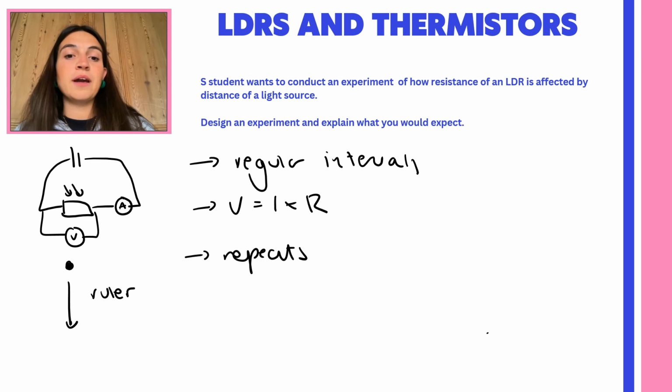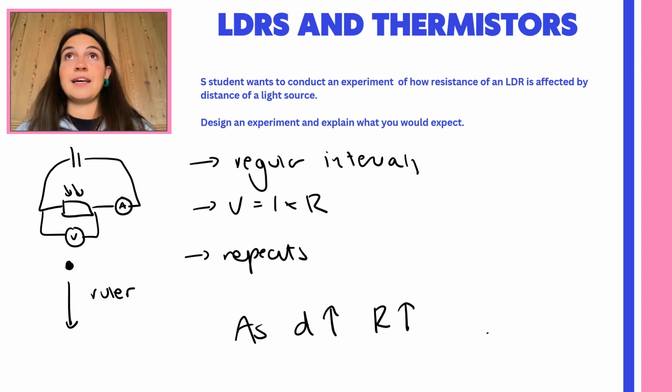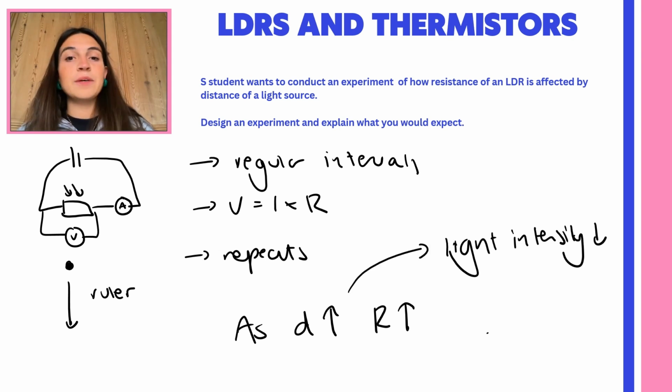Now, what am I going to expect? What I'm expecting is that as I increase that distance, the resistance should get higher and higher. Why? Because as I increase that distance, the light intensity that is incident on my LDR will get smaller and smaller, which we should know increases the resistance of your LDRs.